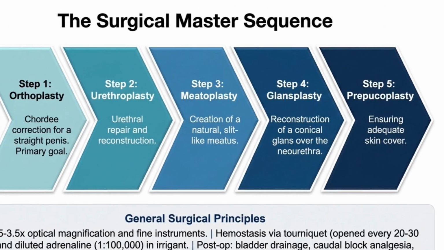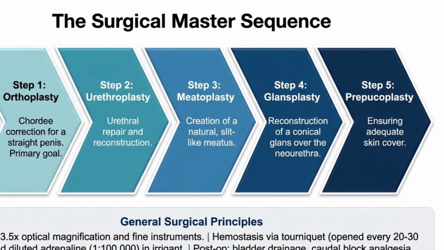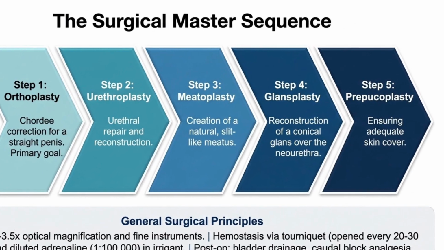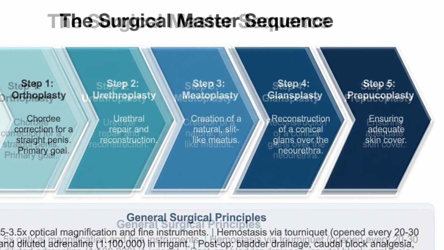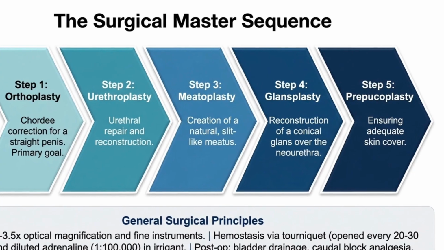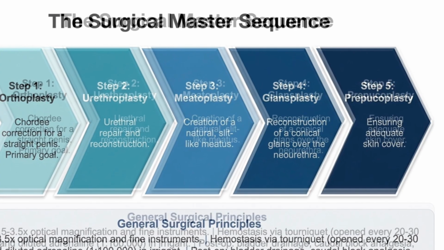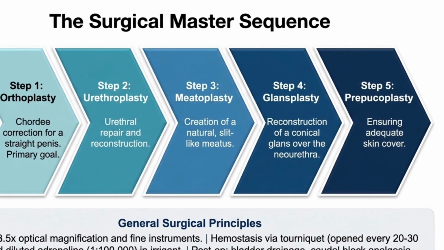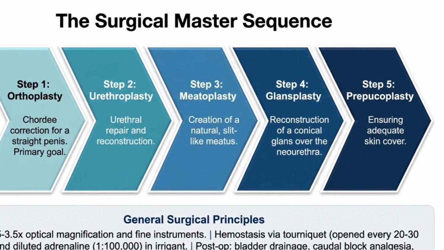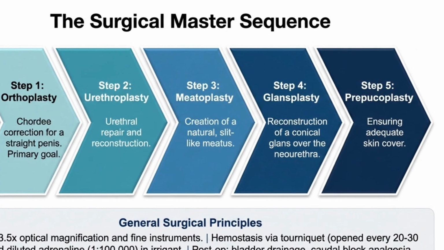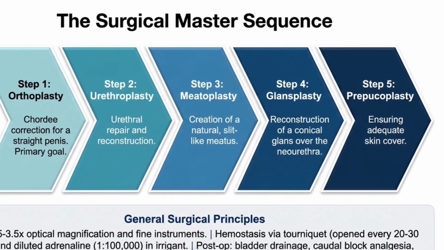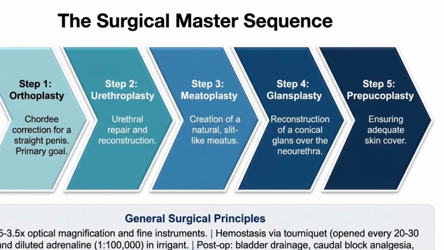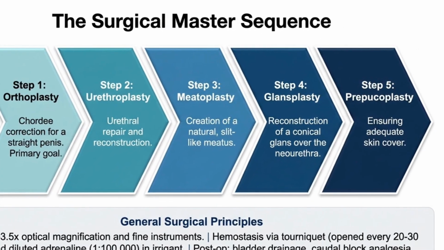The general surgical principles followed are 2.5 to 3.5 times optical magnification and fine instruments. Hemostasis via tourniquet is acquired and it is opened every 20 to 30 minutes. Diluted adrenaline is used for irrigation in a ratio of 1 in 1 lakh. Postoperatively, bladder drainage, caudal block analgesia, and oxybutynin 0.1 to 0.2 mg per kg TDS is administered for bladder spasms.